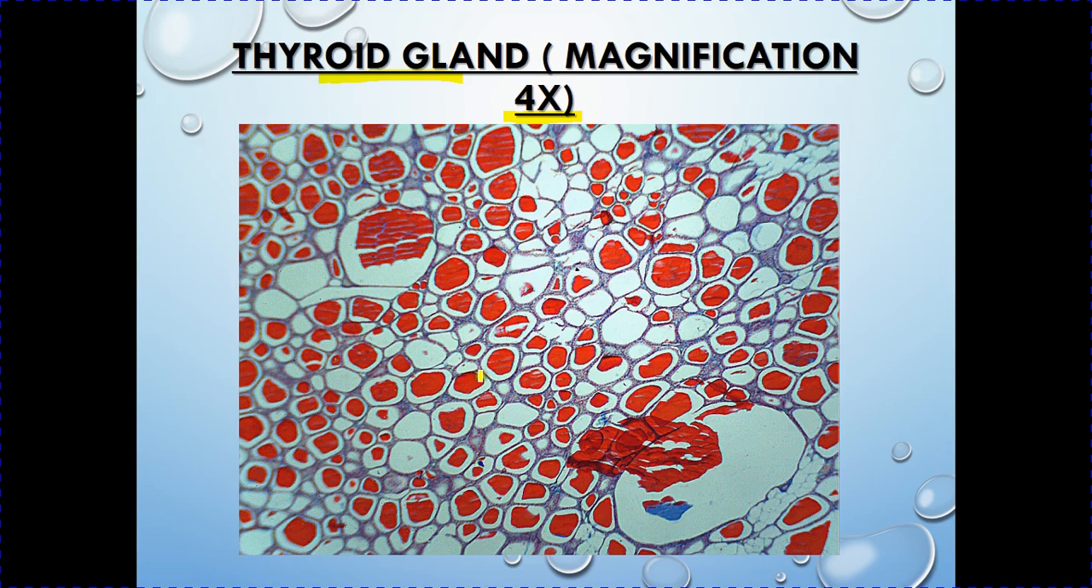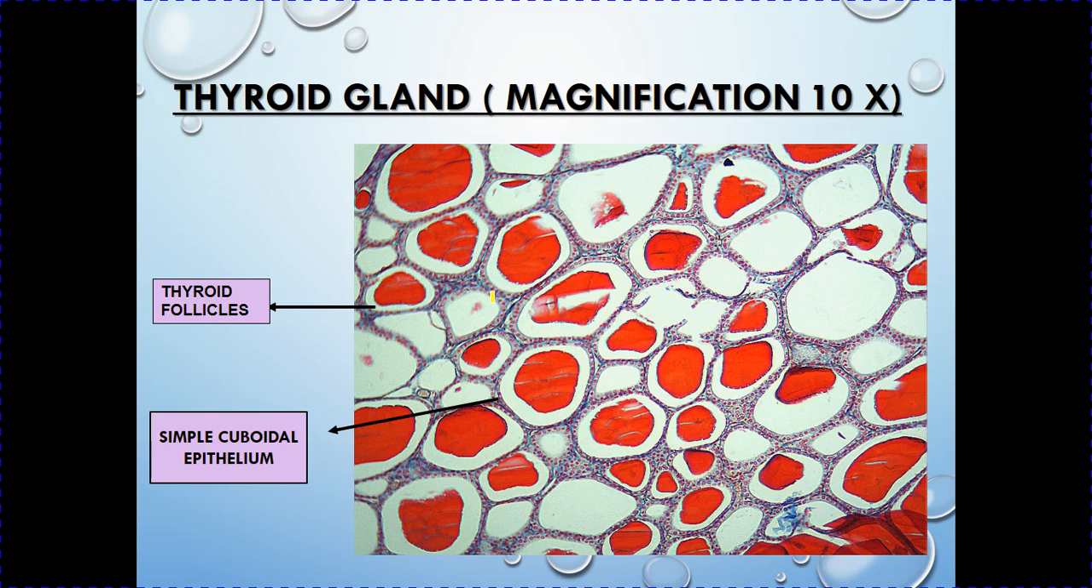You can see this is a thyroid follicle. So there are multiple thyroid follicles. And what is a thyroid follicle? A thyroid follicle is a central cavity which is filled with the colloid material and lined by simple cuboidal epithelium.